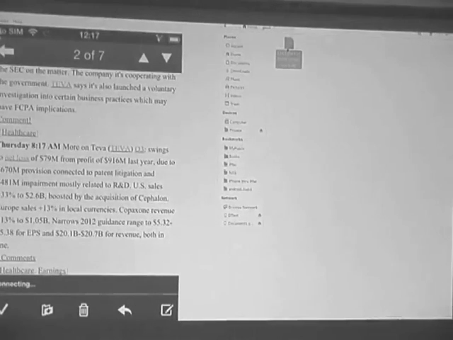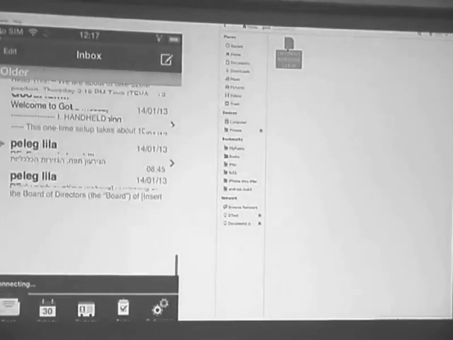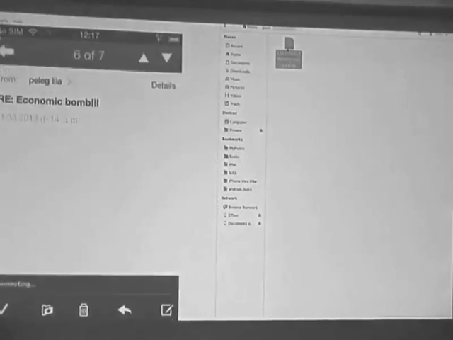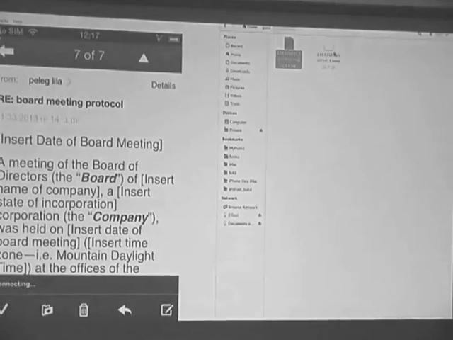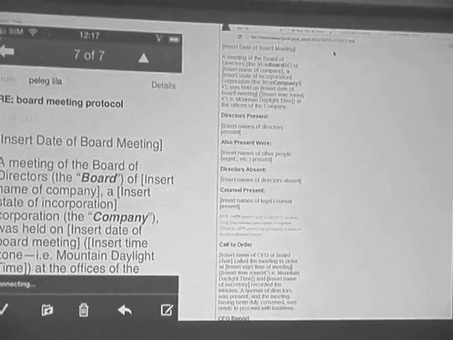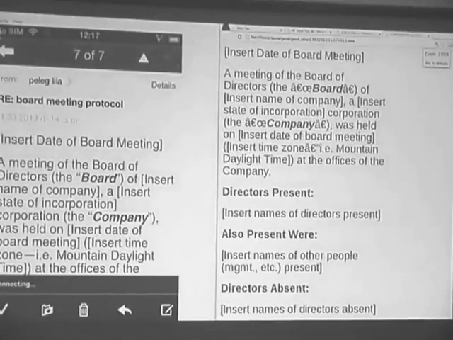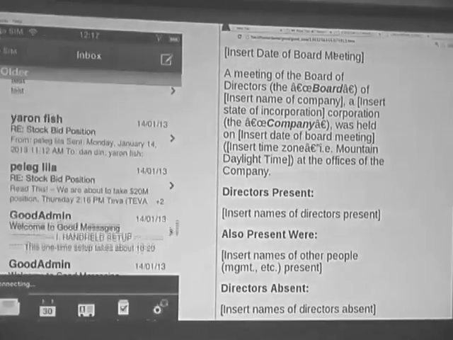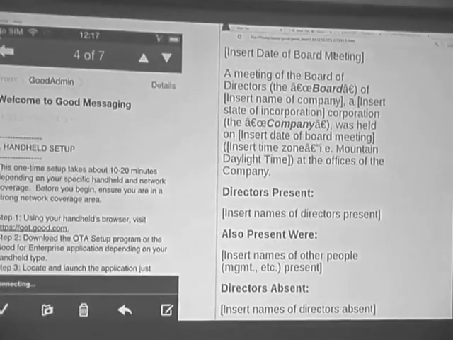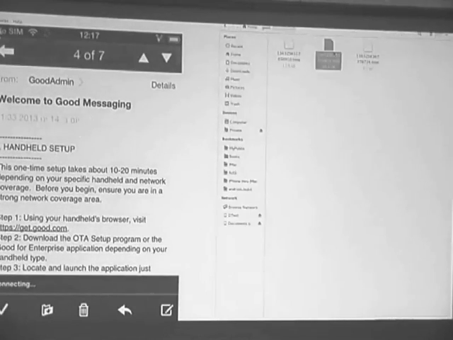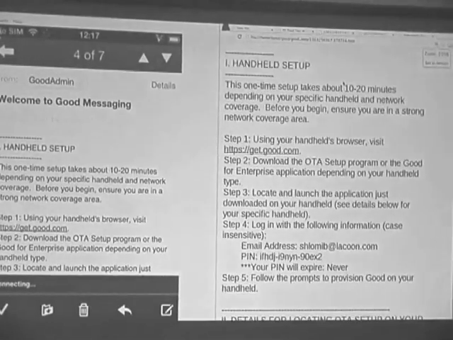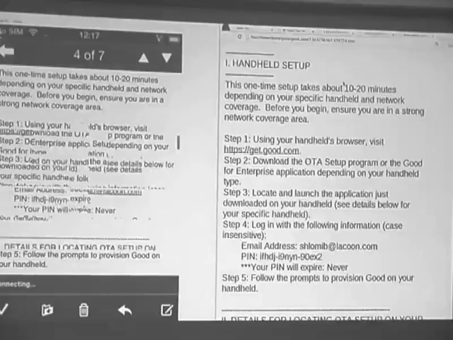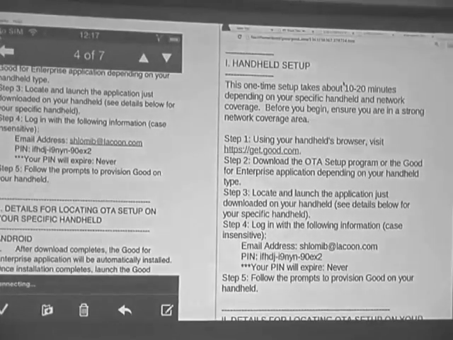Let's do another one. Here, board meeting. Very important email. It's the third one, just for the Good admin enterprise setup. So you know, your email is safe, even your PIN. Well, we probably shouldn't have had this one. Don't write that PIN down.